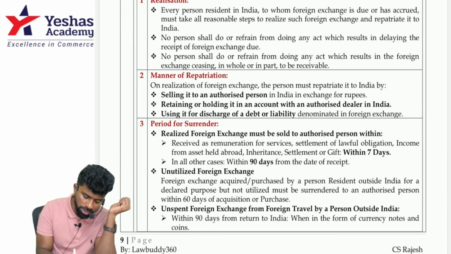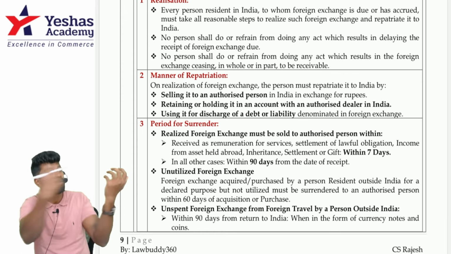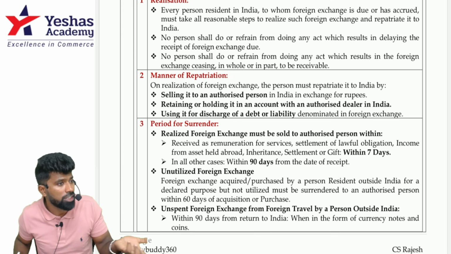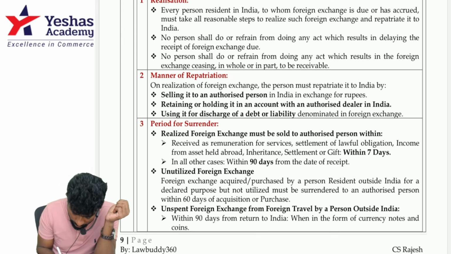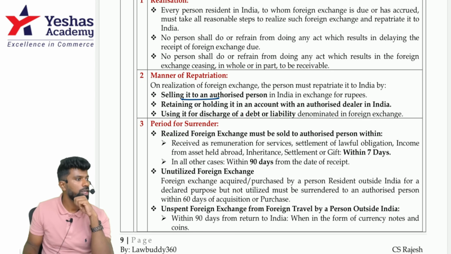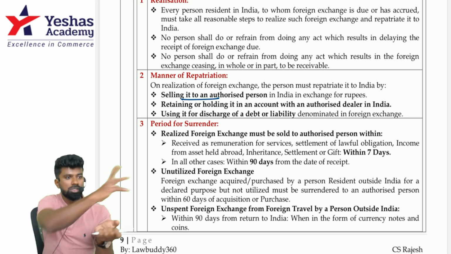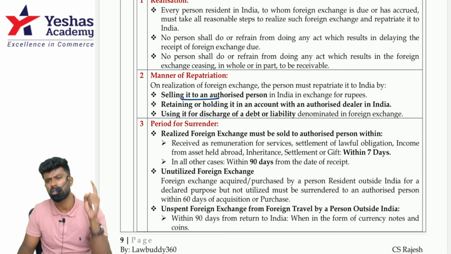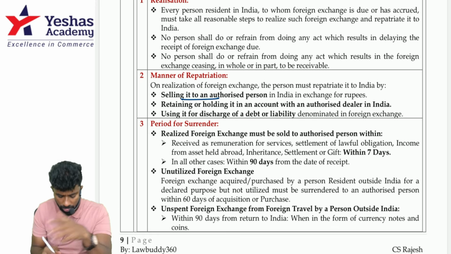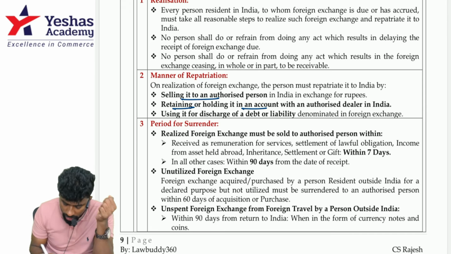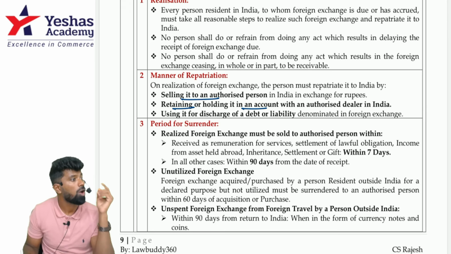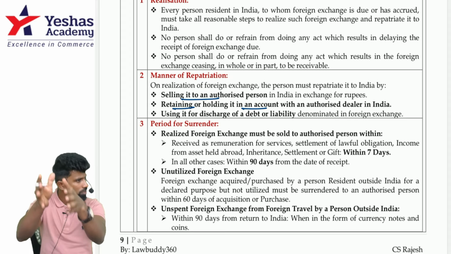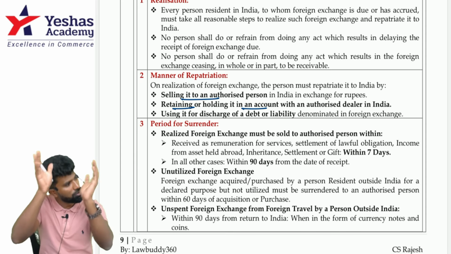Manner of repatriation means how can you repatriate, bring back that realized foreign exchange to India. What is the first one? Sell it to what person? You sell that foreign currency and get which currency? Indian currency. Second one, retain or hold it in a what? Account. With which person? Authorized person. You can open an account with him and you can keep that foreign currency in the foreign currency account.